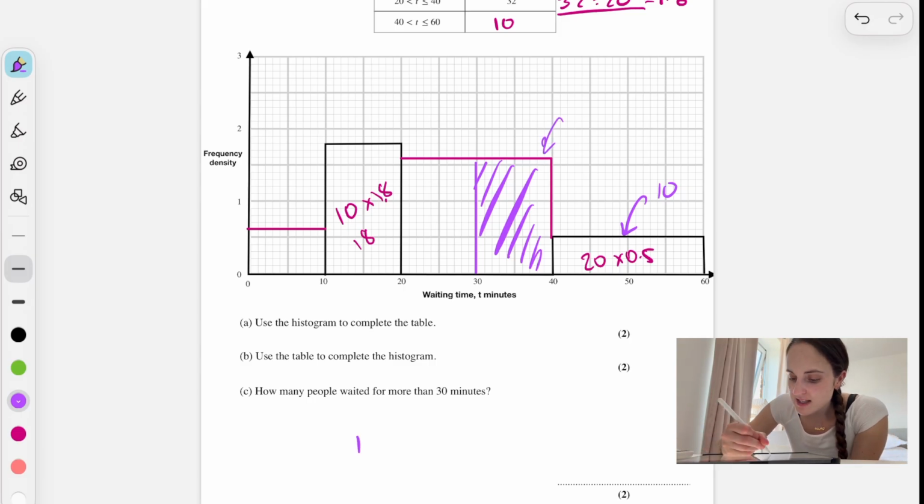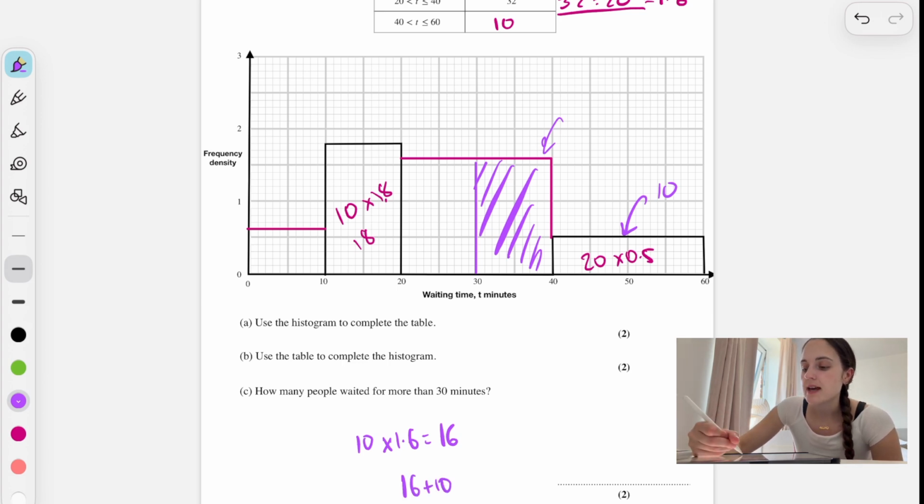So the base is going to be 10 because it's between 30 and 40, and the height is 1.6. So 10 times 1.6 is 16. So the total number of people is going to be 16 plus 10, and 16 plus 10 is 26. So that is the answer to that question.